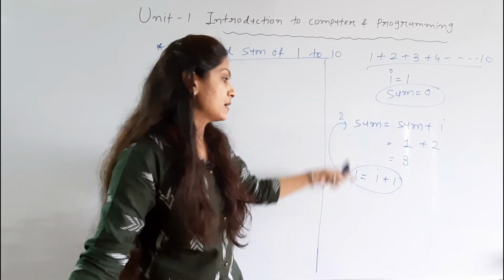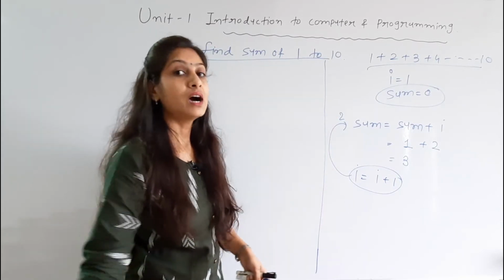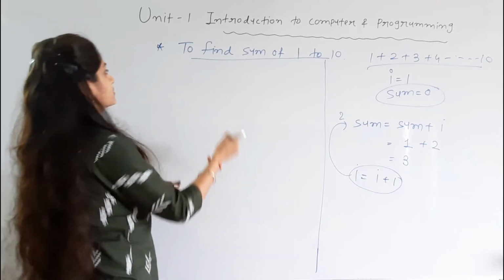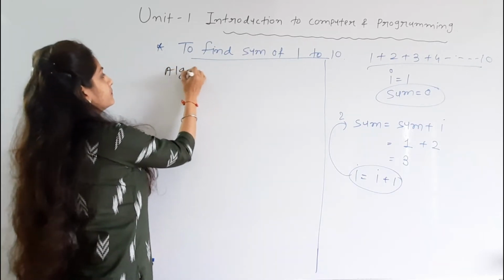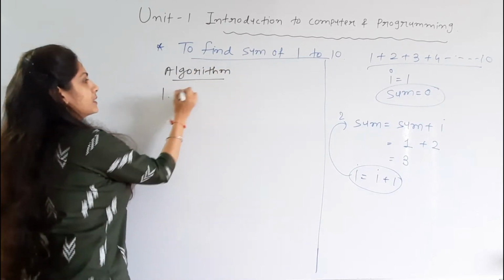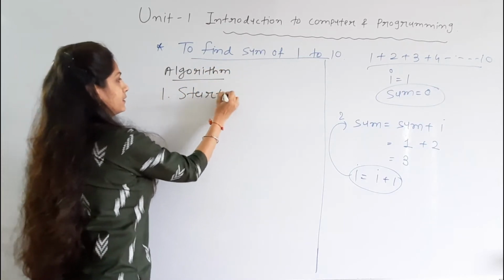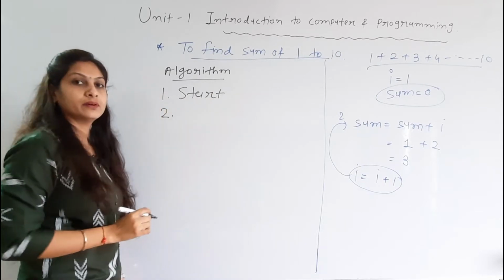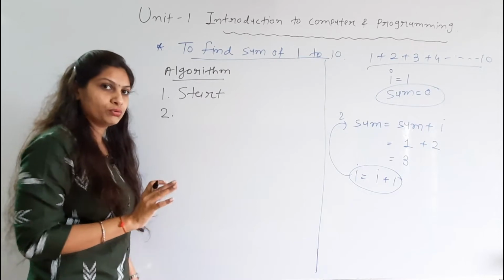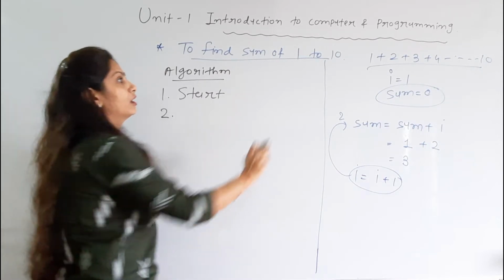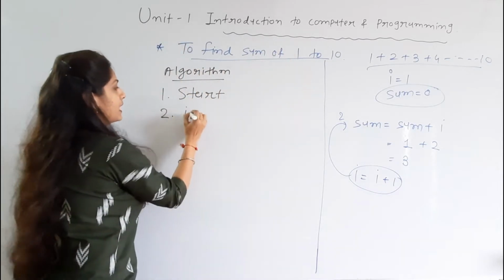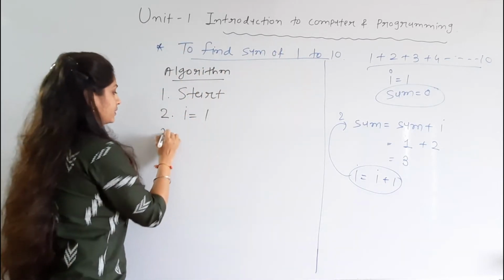So this concept we are now using in our algorithm part. So start with the algorithm first. First step is start. Second step, input. Here is there an input? No. As I said earlier, our fixed value, that is I equals 1. So I equals 1.